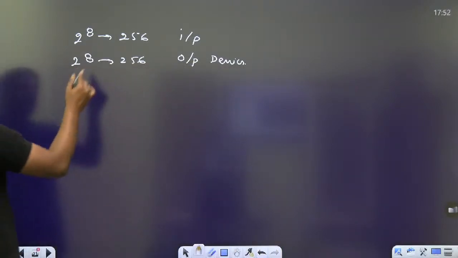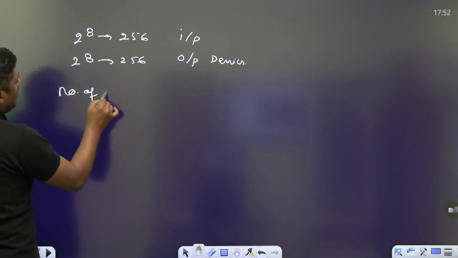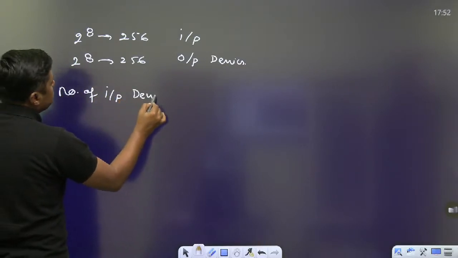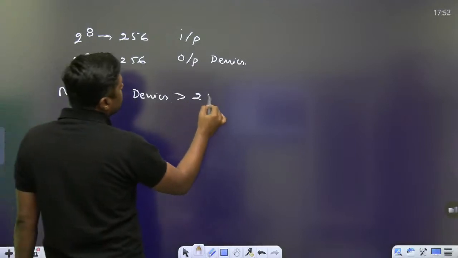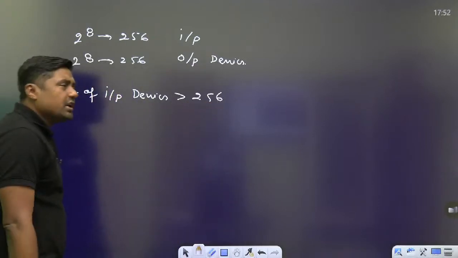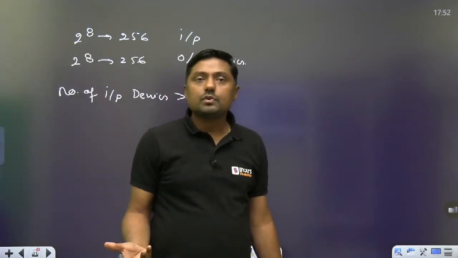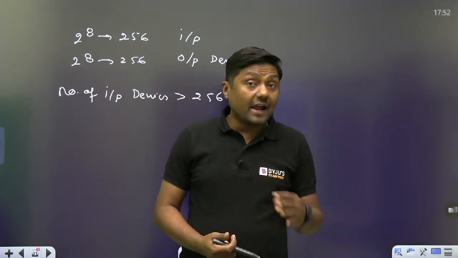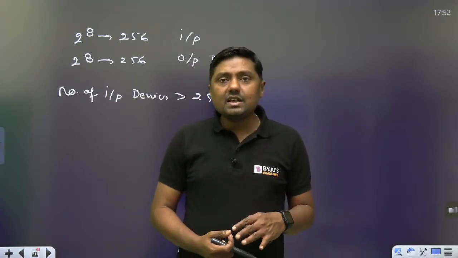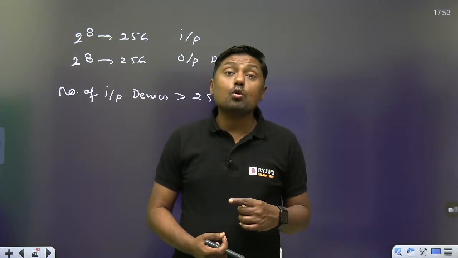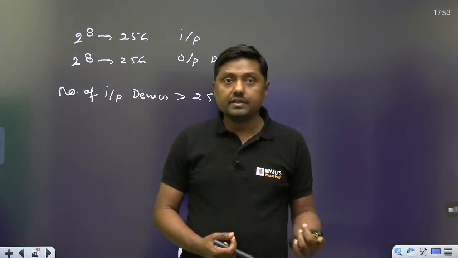If the number of input devices is more than 256, then how can we generate the addresses? Because there are a total of 8 lines, we can't generate. But in that case, we have to use more than 8 address lines.